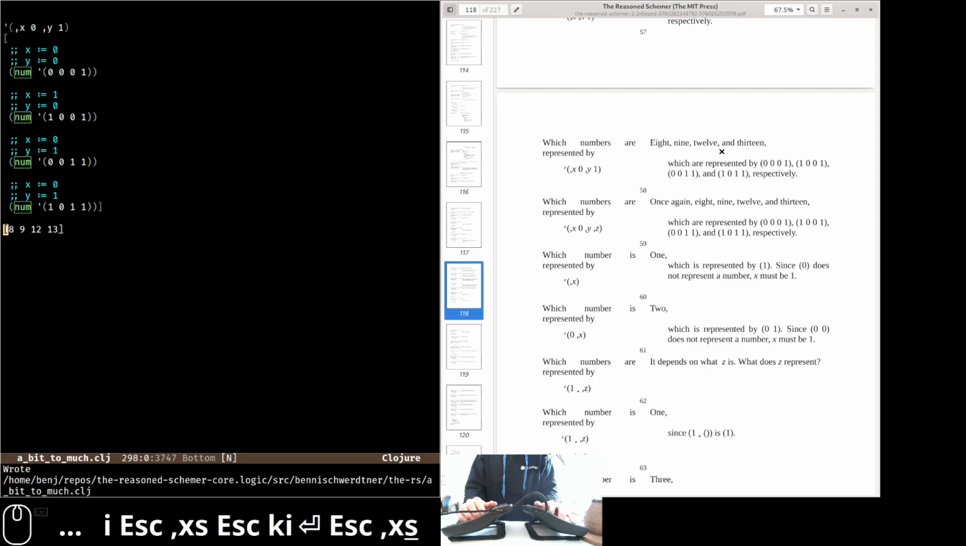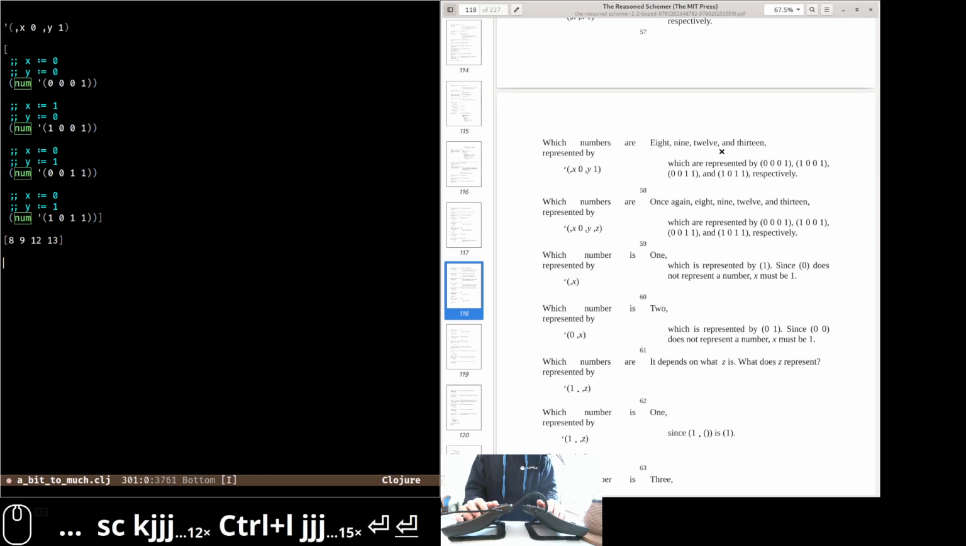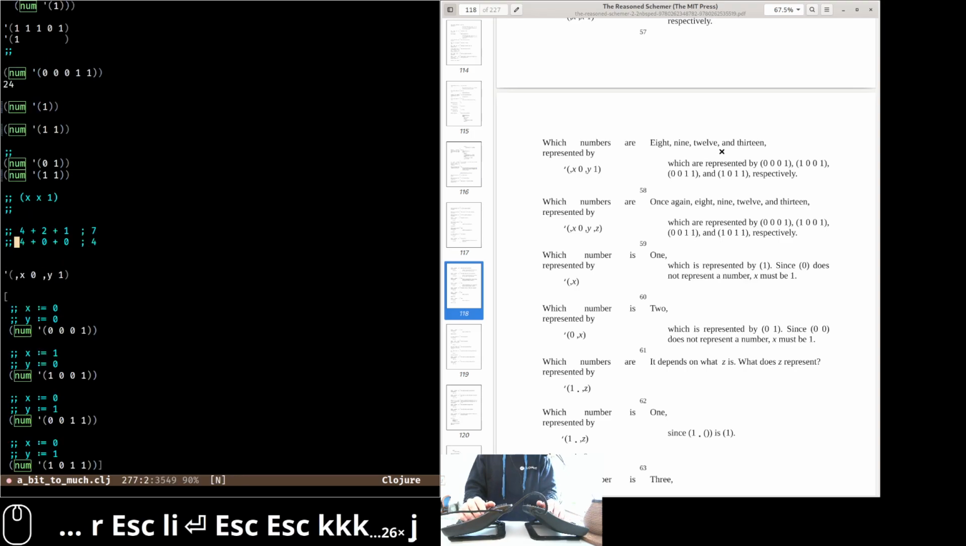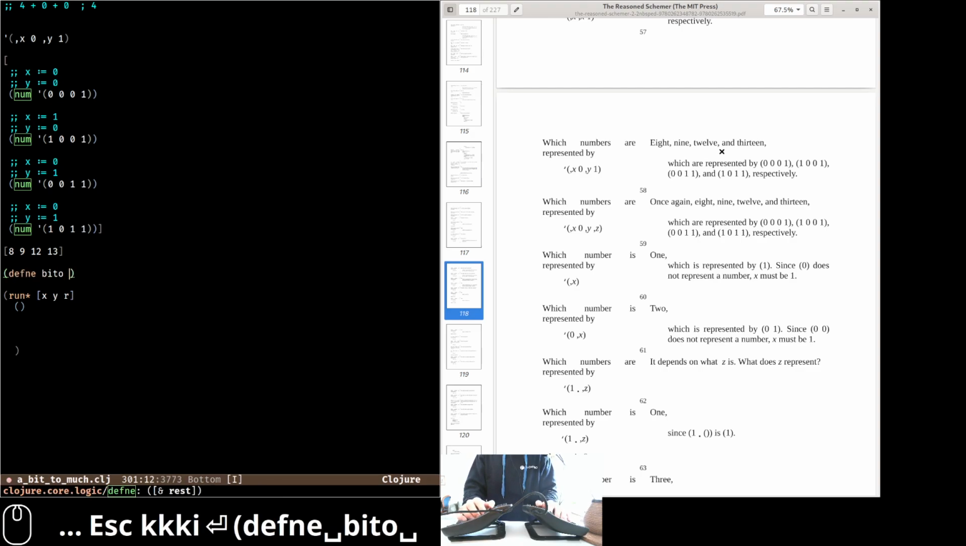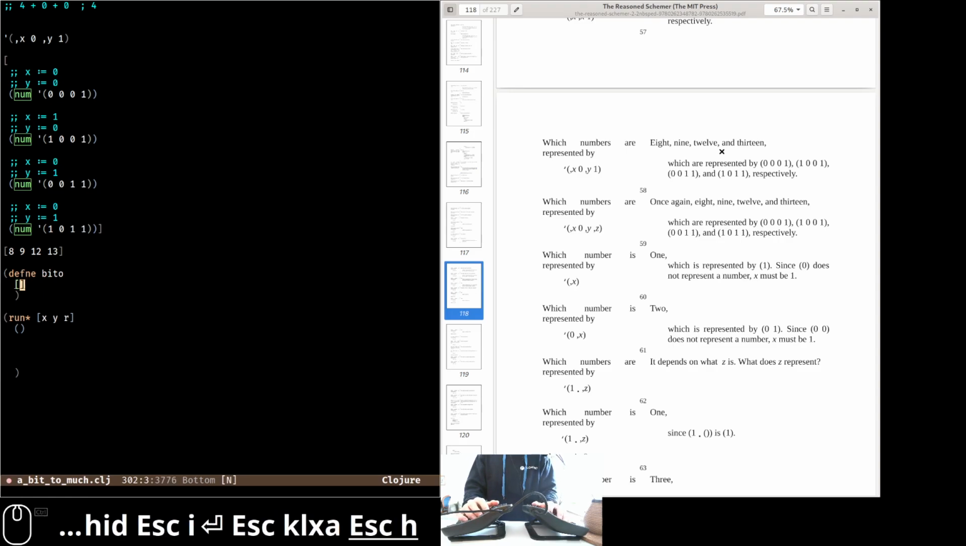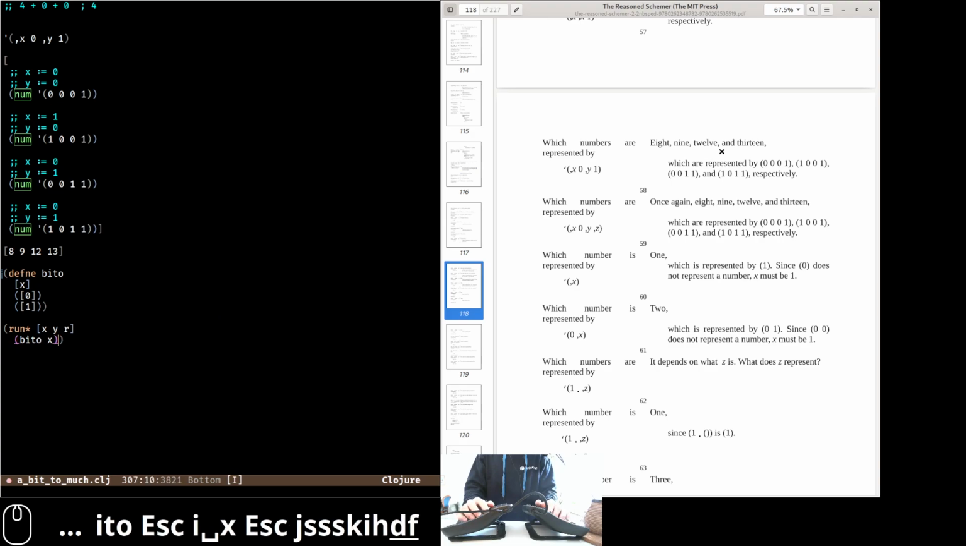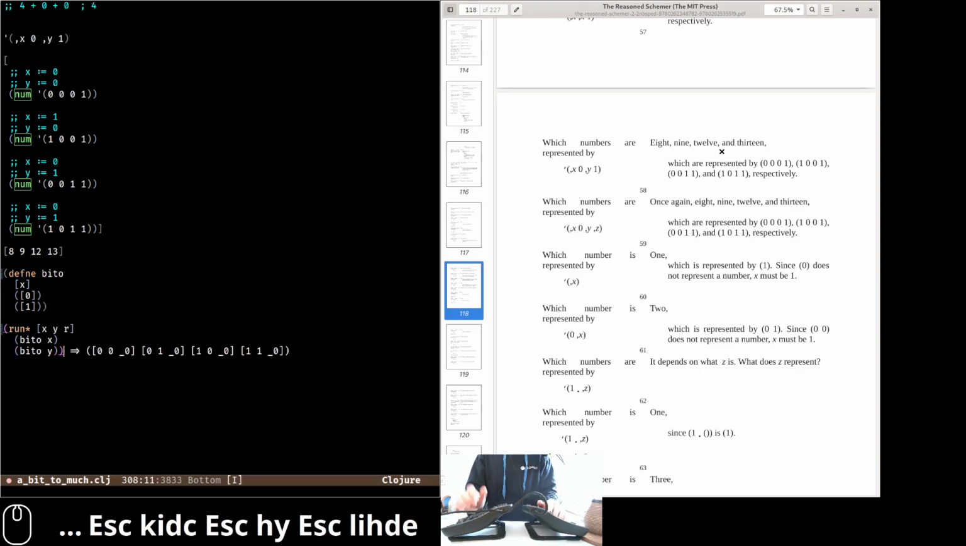Okay, and now, wait. Can I just say run X, Y? Oh wait, run X, Y, R. Let me try to use the logic engine to write this. So then I say bit2 to basically constrain an X to either 0 or 1. So if you say bit2 X, it's either 0 or 1. So I can say bit2 X, Y are 0 and 1.